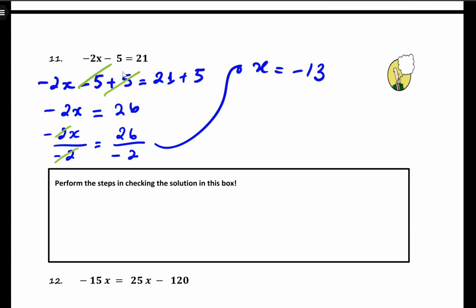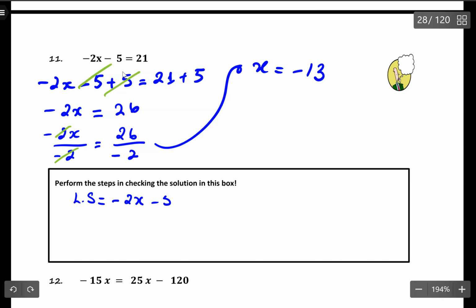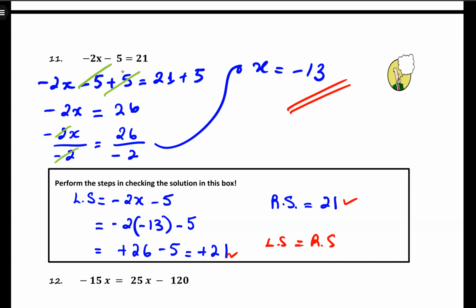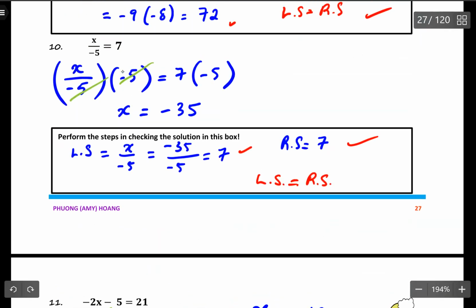So let's do the check. Doing the check, please do not skip any step. So left hand side is equal to negative 2x minus 5. Now x is equal to negative 13. So you substitute negative 13 into this expression. And I should have positive 26. Subtract 5. I should have positive 21. And in the meantime, I write down right hand side is equal to 21. So I have left side equal to the right hand side in this case. So my solution, x is equal to negative 13, is correct. Okay, so as you see, the same thing up here. We have done all the steps.